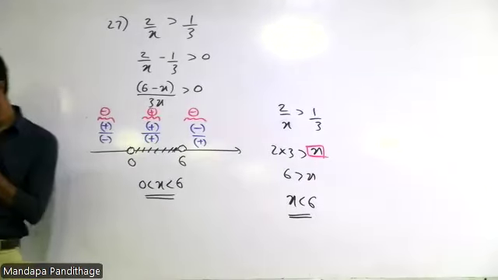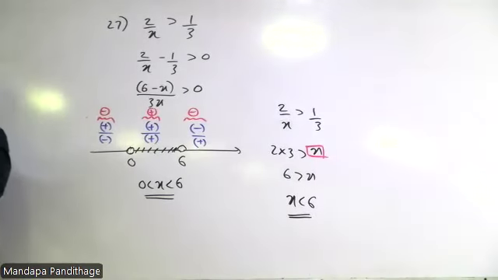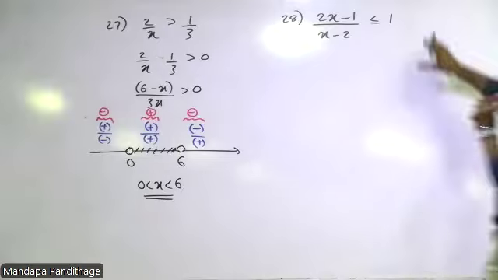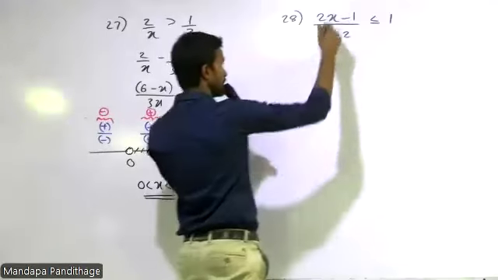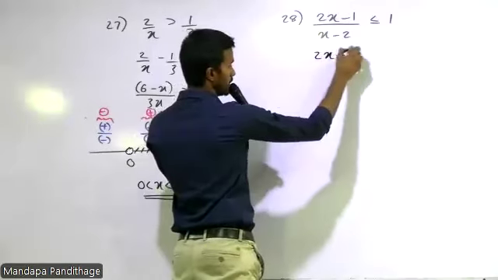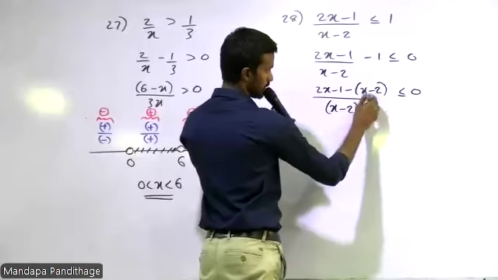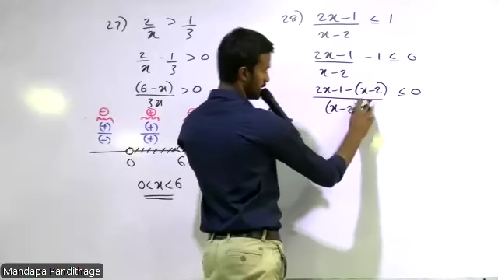Then to finish, do question number 28. Same thing: when you have a number on the other side, you can't do it that way. You have to bring it to one side and simplify. So take x minus 2 as the common denominator. It's 2x minus 1 minus (x minus 2). I have told you when it is a minus, always use brackets.